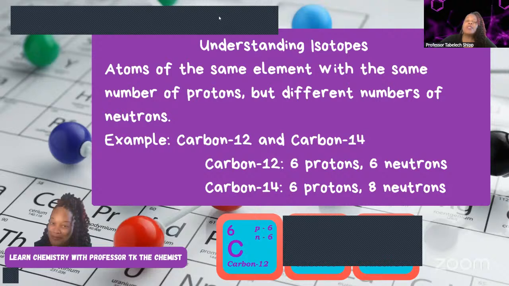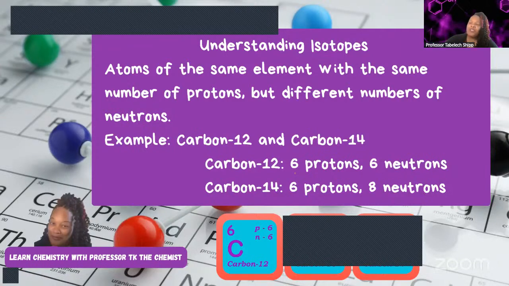What you're going to see at the very bottom of your screen here is an example of carbon-12 and carbon-14, okay? So right here for carbon-12, you've got 6 protons and 6 neutrons. Carbon-14 has 6 protons and 8 neutrons.